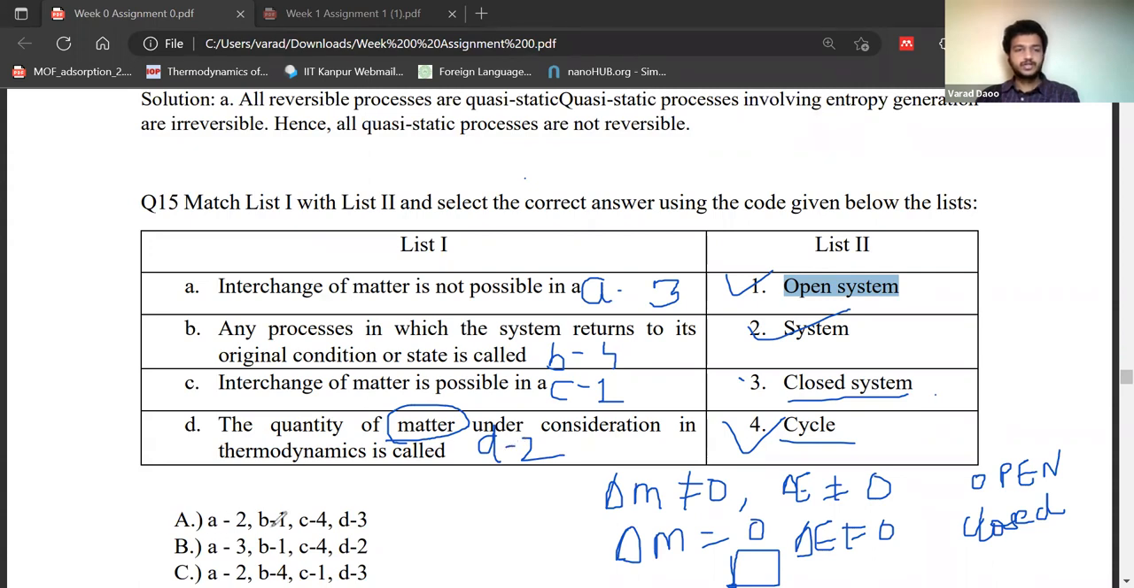So now let us look at option A. A is 2, this is not true. B is 1, not true. C is 4, not true. D is 3, not true. That means option A is not correct. Option B: A is 3, correct. B is 1, not correct. C is 4, not correct. D is 2, correct. But as 2 are wrong, this is also not the answer. Option C: A is 2, no. B is 4, yes. C is 1, yes. D is 3, no. Okay.